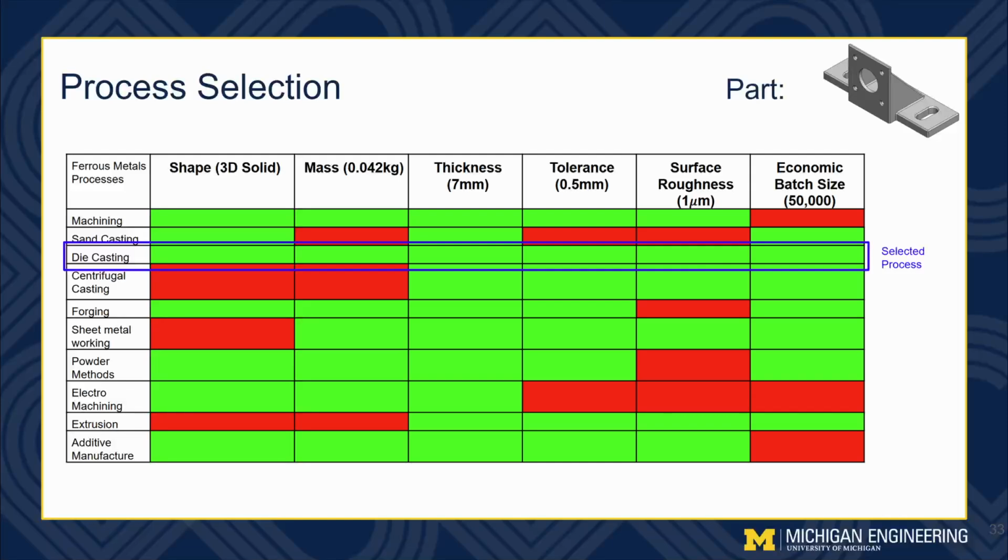As we can see here, die casting resulted in the best, with things that we would expect to match, like sand casting, dropping out due to the overall mass. This piece is just simply too small. So die casting will be the best process for this.